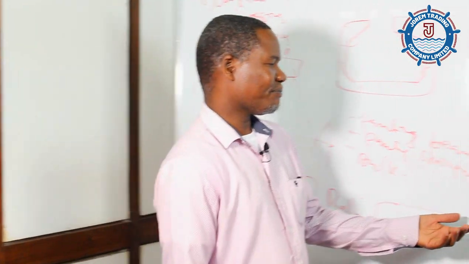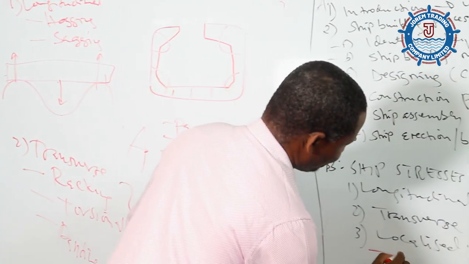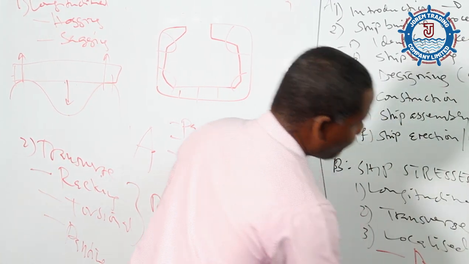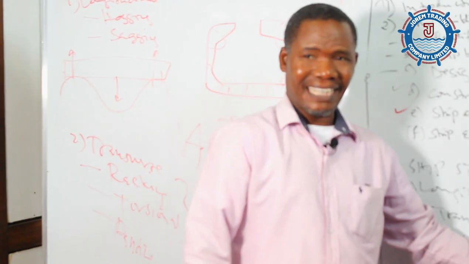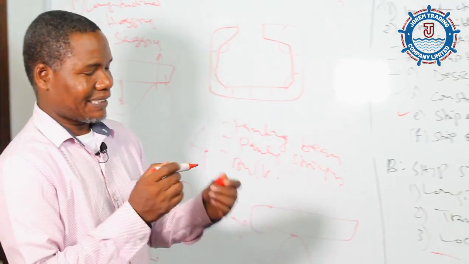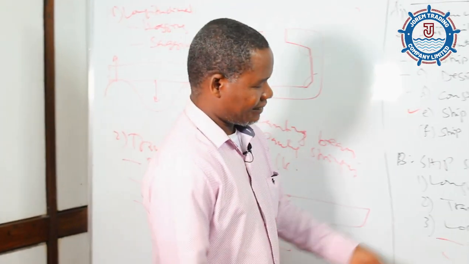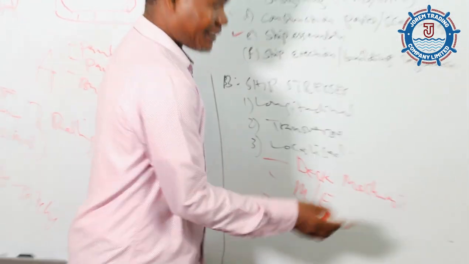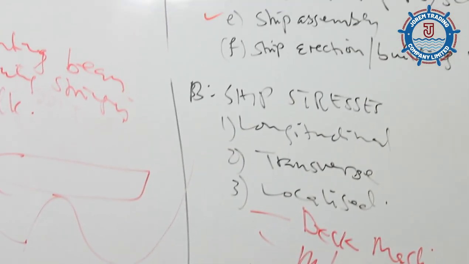And of course, with the localized stresses, we have also the places where we put the deck machineries, of course, when they operate. For example, if you operate a crane, the vibration of a crane introduces some localized stresses. The main engine also, where the propeller shaft is rotating, causing some vibration, that part around is also experiencing some localized stresses. Like the boiler room as well, where you put the boiler, underneath, it has to be strengthened because of their localized stresses.